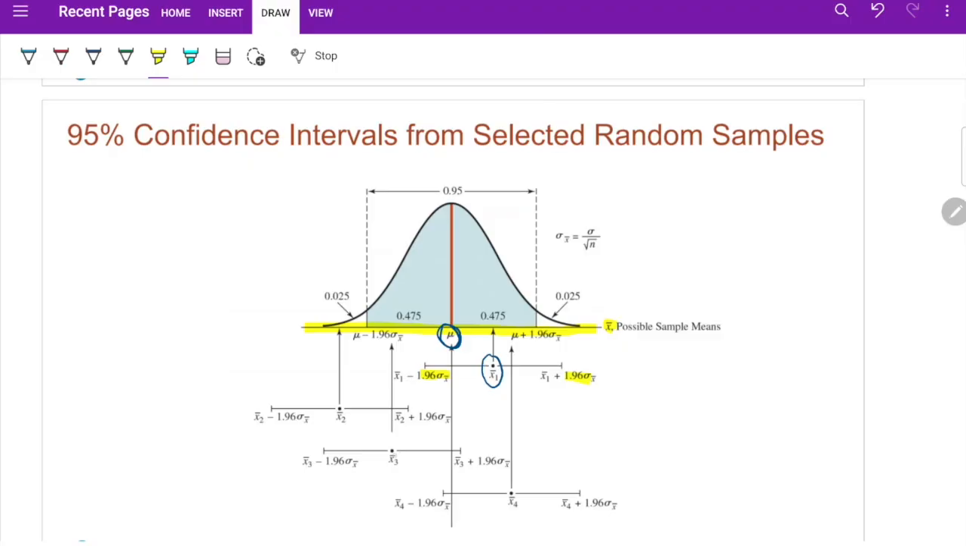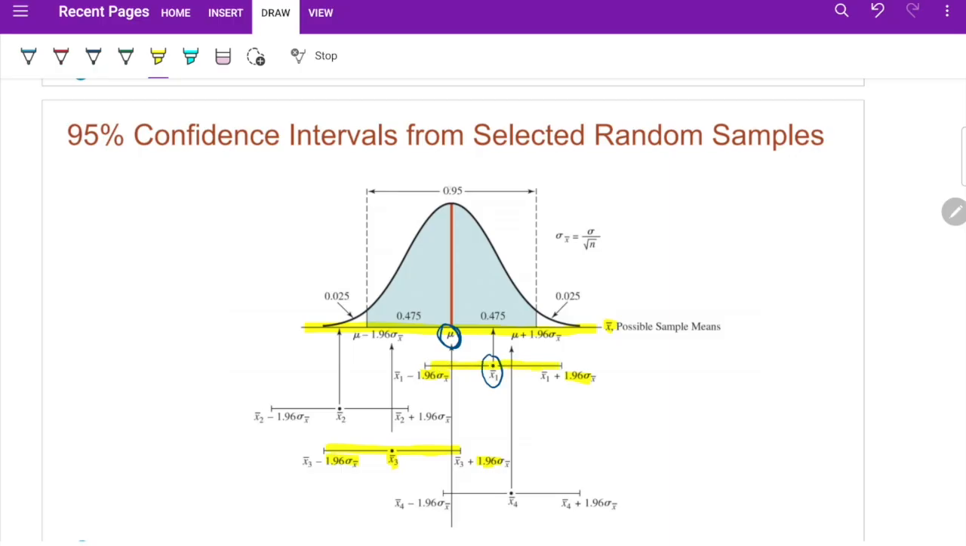If you look at x3, what is the confidence interval of the population? It is x3 bar minus the margin of error, plus the margin of error. So we can get all of these intervals that may contain the population's mean. This interval may contain the population mean, and so on.